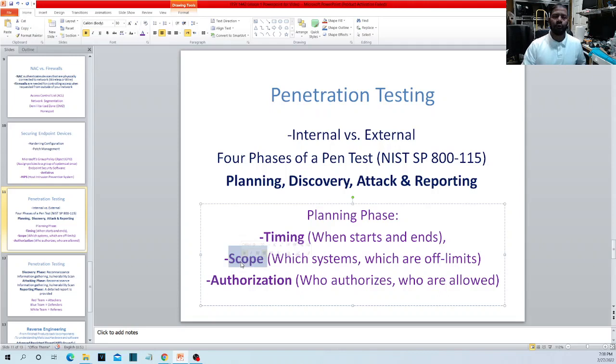Scope: exactly which machines or which segment of your network, what software, what production facility they are going to hack. What is in the scope and what is outside of the scope is clearly defined. Authorization will say who authorizes this team. If one of your internal employees thinks that somebody is hacking in and starts taking action against them, they're going to say, no, we are authorized. We are officially hacking into your system because we are penetration testers. That authorization has to be there.